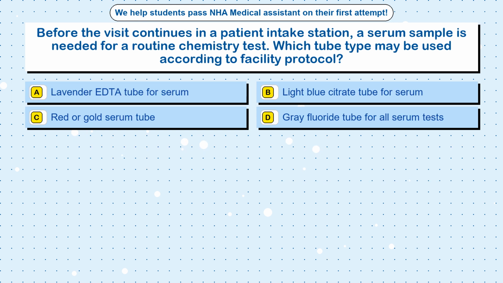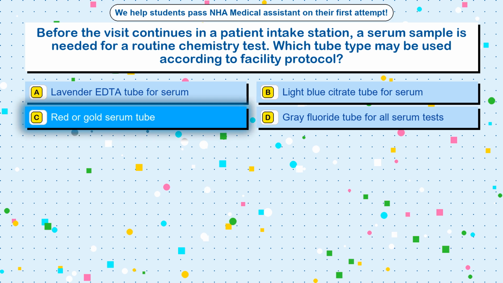Question 37. Before the visit continues in a patient intake station, a serum sample is needed for a routine chemistry test. Which tube type may be used according to facility protocol? Option A. Lavender EDTA tube for serum. Option B. Light blue citrate tube for serum. Option C. A red or gold serum tube. Option D. Gray fluoride tube for all serum tests. The correct answer is option C. Red or gold serum tube.